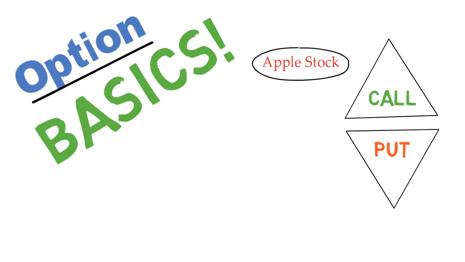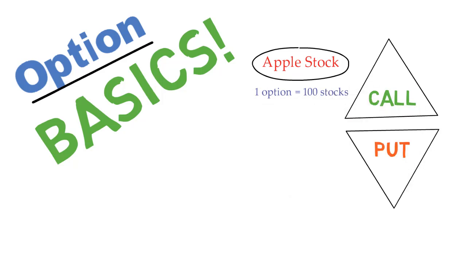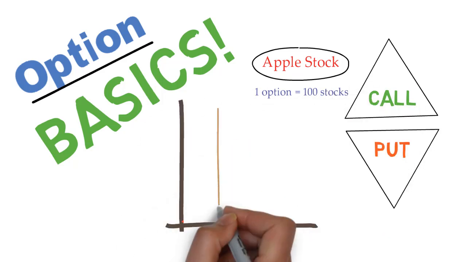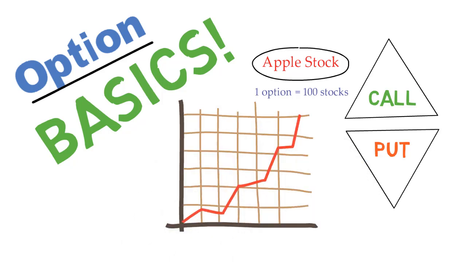One important point to remember is that one option relates to 100 stocks. In other words, if you buy one option, you are buying the price movement of 100 underlying stocks.